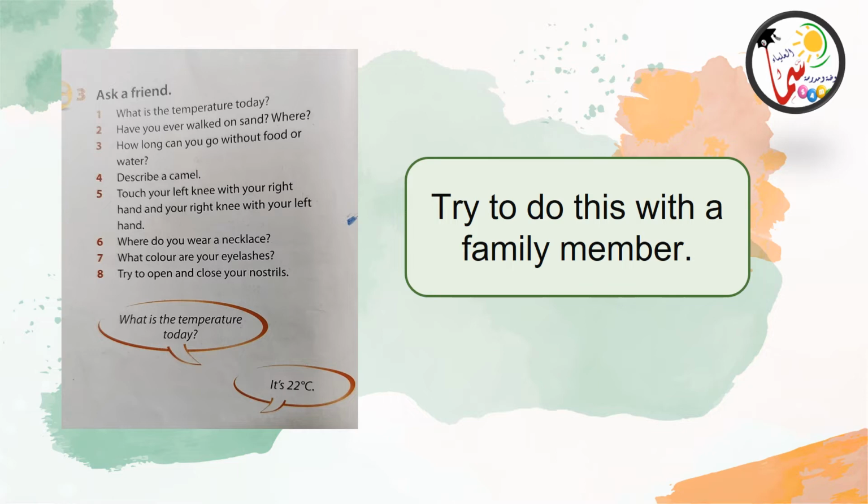Try to do this with a family member or with your friend. You have to ask a friend or a family member the following questions. I'm going to answer one of these. Number 6. Where do you wear a necklace? I wear it around my neck. Please try to ask and answer these questions. I want you to try to record them and send them to me.